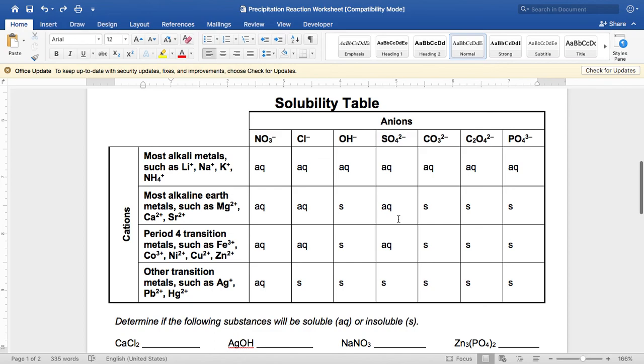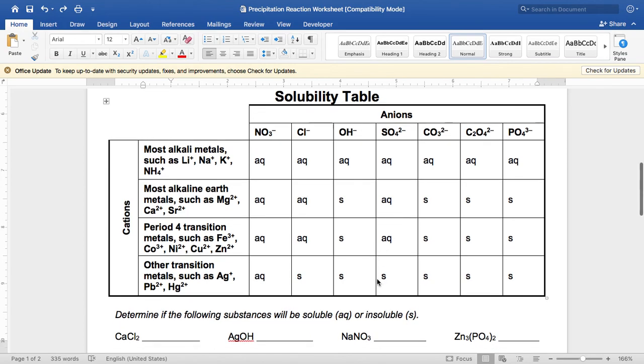Okay, before we actually get to the precipitation reactions, let's do some examples to determine if you can read the table and determine if the following substances will be soluble or insoluble. The first one that we have here is calcium chloride. Okay, try and figure it out on your own first. But you'll see here we have calcium and then chloride. And when we line them up, we see that it is aqueous. So I'm going to just write that down, and I'll bold it and put it in red for you so you can see.